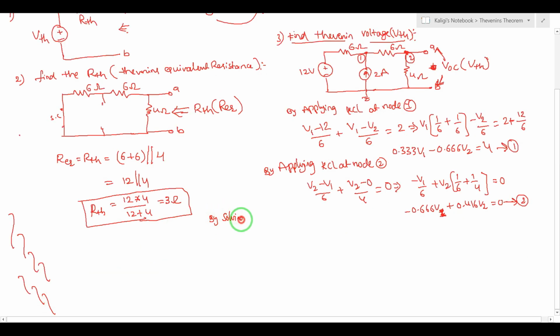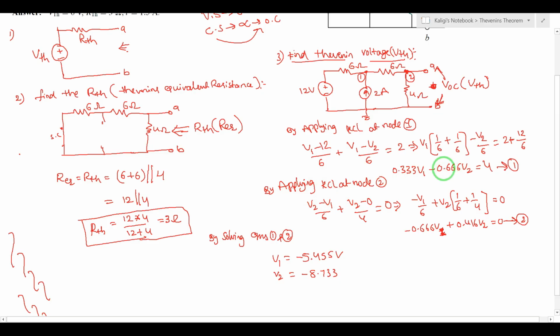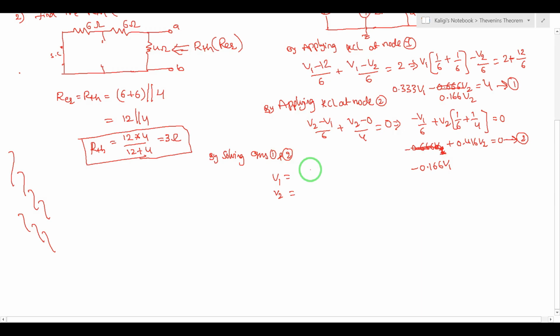By solving equations 1 and 2, V1 is equal to minus 5.455, V2 is equal to minus 8.733. Sorry, there is a calculation error. This is not 0.666, it is 0.166 V2. So please resolve the equations with the latest values. Then you will get V1 as 15 volts, V2 as 6 volts.